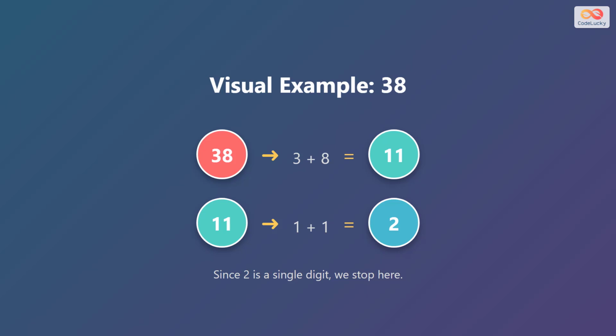Let's look at an example with the number 38. First, we add 3 and 8, which gives us 11. 11 is still 2 digits, so we repeat the process. We add 1 and 1, which gives us 2. 2 is a single digit, so we stop and return 2.